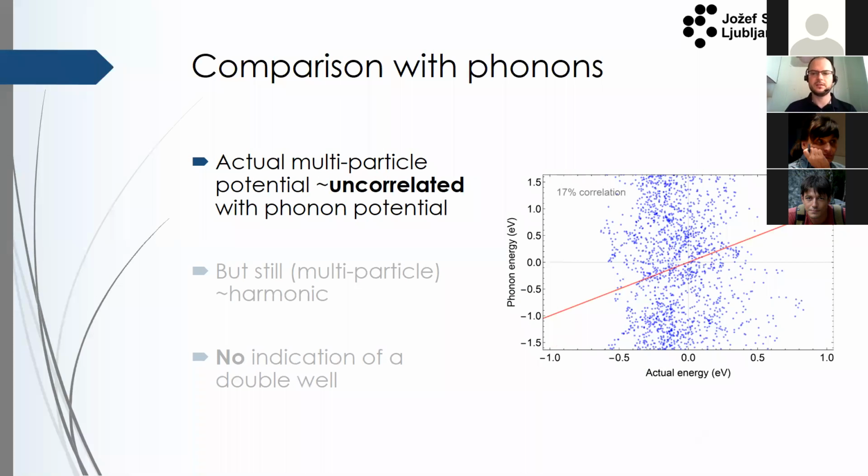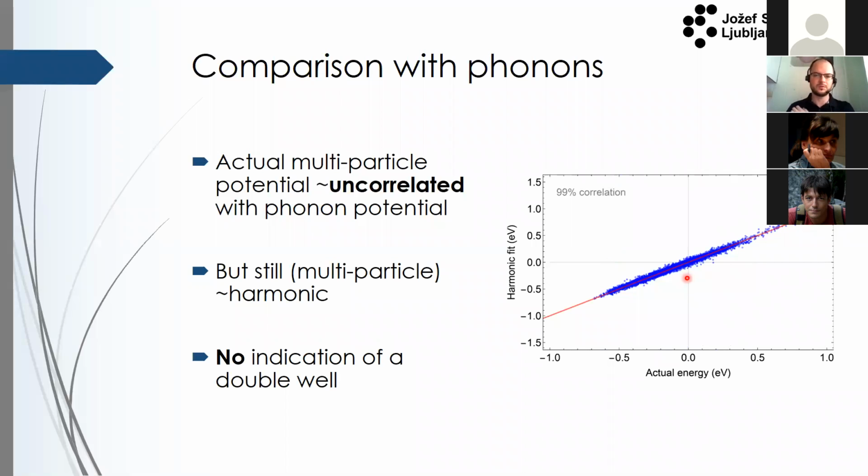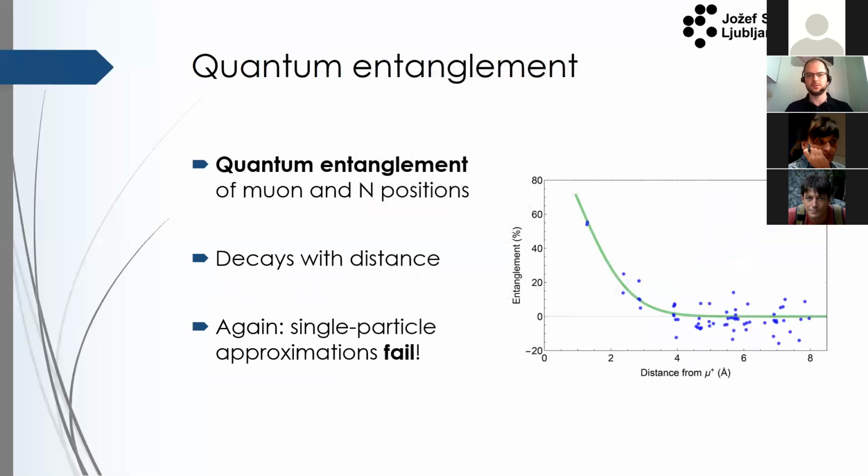There is a hidden silver lining though. If we try to fit these energies to some effective harmonic multi-particle potential, we can do that. It's just not the phonon harmonic potential. It's a different kind of potential because the displacements are so large. But that's just more or less a minor point, but it proves that we have no double well here. It's a single potential well that the muon finds itself in.